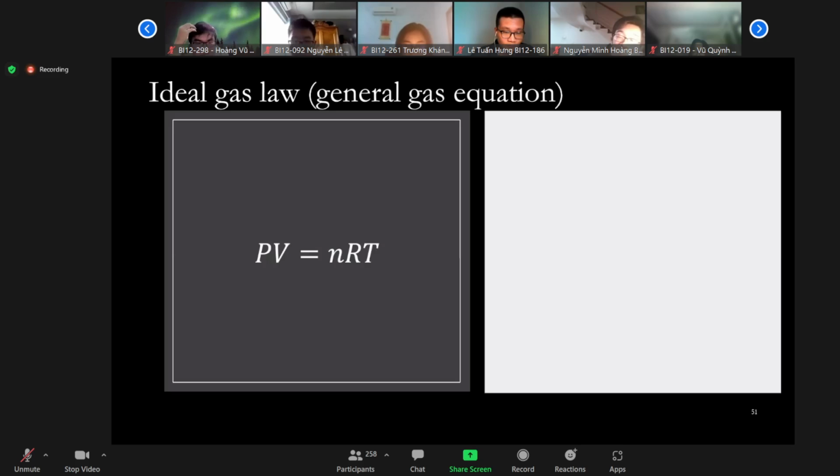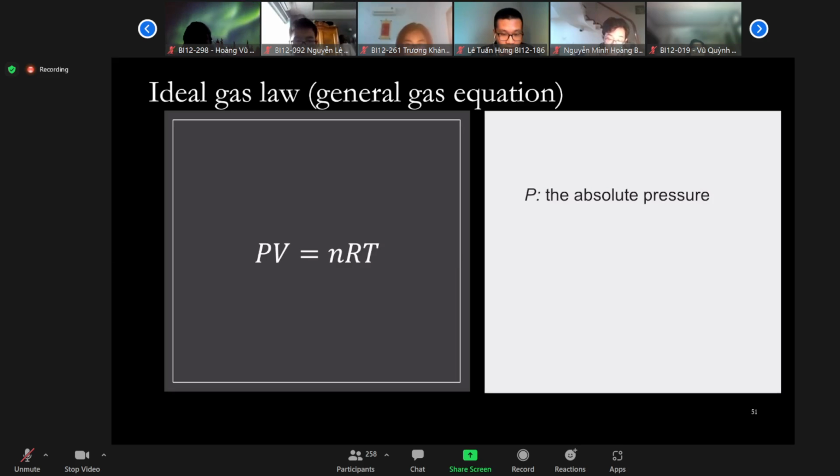Good. And this is the formula of the ideal gas. PV equals nRT. The ideal gas law has another name, which is the general gas equation. P is the absolute pressure. Remember, this is the absolute pressure, not the gauge pressure.